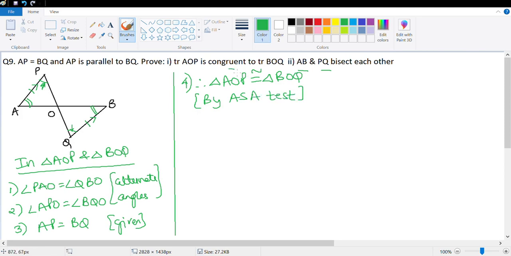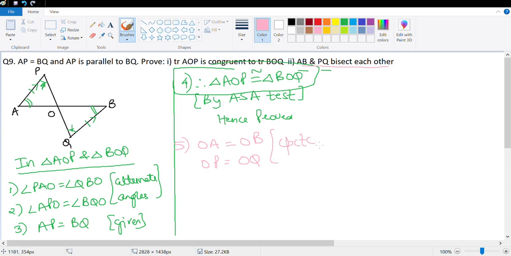So the first part of the question is done, hence proved. Let's look at the second part of the question, which says AB and PQ bisect each other. What this means is OA is equal to OB, and what this also means is OP is equal to OQ. This is CPCTC. So AO is equal to BO and OP is equal to OQ. Therefore, AB and PQ bisect each other.